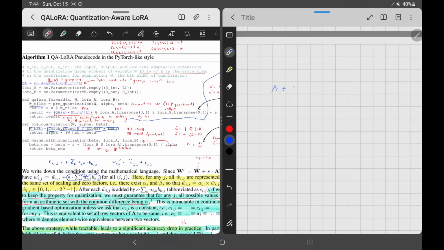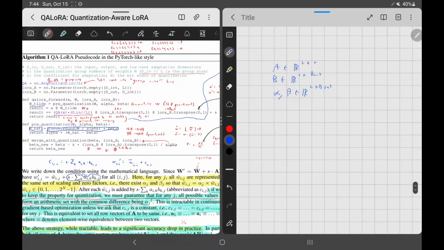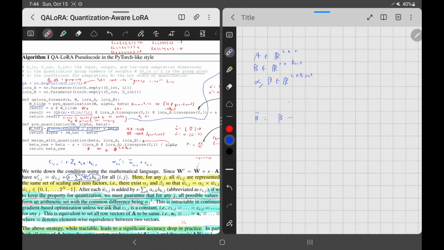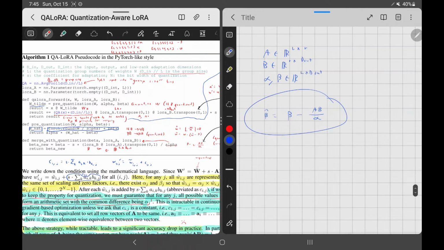So we have A is in R of L by R. B is in R of R by D out. And alpha and beta are in R of L by D out. Now, we can basically create a new beta. So let's call this beta hat, which has nothing to do with the previous beta hats I've mentioned before. But we're going to say beta hat, our new beta value, is equal to beta, so these are our betas that we had for unquantizing W, and then we do minus AB over alpha. So this is our magic merge here. And we can store these as floating point 16s.